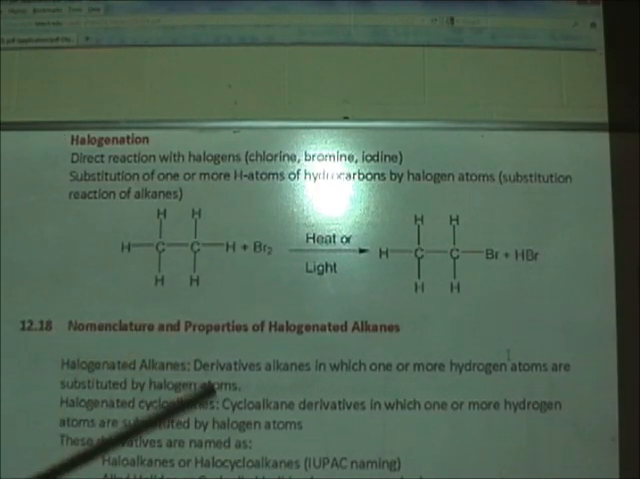This is the reaction of alkanes. Now the same thing happens to cycloalkanes. We're going to talk about cycloalkanes, where you have a ring in the molecule. It's not a straight chain or branched chain, but it also has a ring.